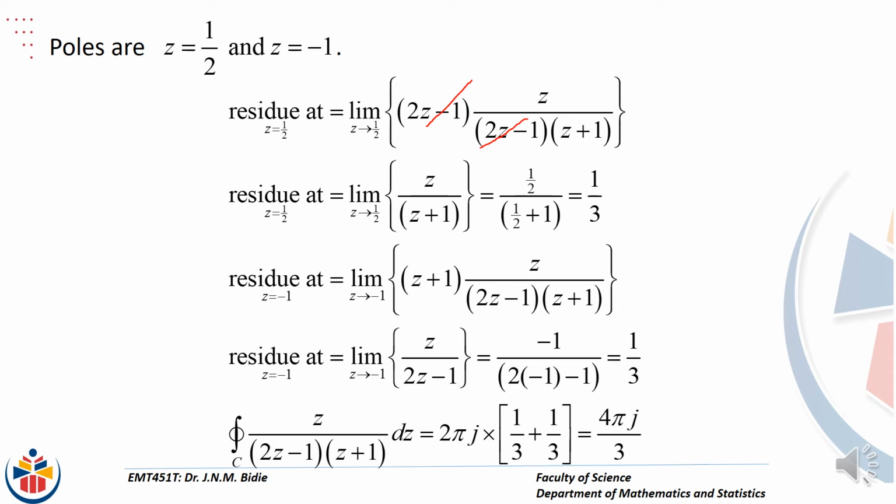Please note, once you substitute 1/2 in, you cannot write lim, and then we get 1 over 3. We do the same for the residue at z equal to -1. The factor that gave us -1 is z plus 1. So we multiply z plus 1 to the function so that we eliminate the term z plus 1. So you are left with z over 2z minus 1, and that gives us an answer which is 1 over 3. And then it says that the integral is equal to 2 pi j multiplied by the sum of the residues, and our answer is 4 pi j over 3.